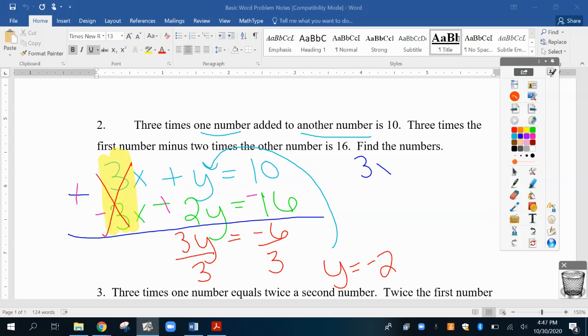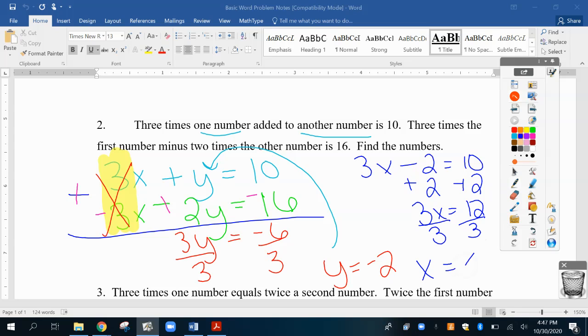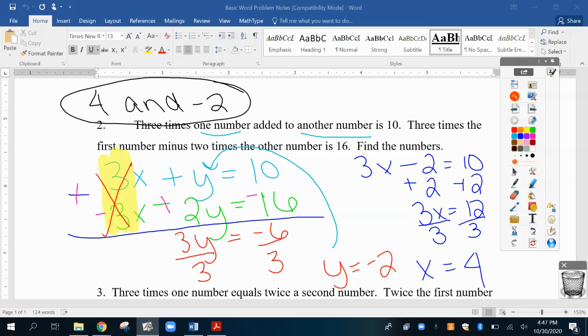So now I have 3x plus -2 equals 10. 3x equals 12. So x equals 4. Just like the last problem, right? We were really just looking for two numbers, so our answer is going to be 4 and -2.